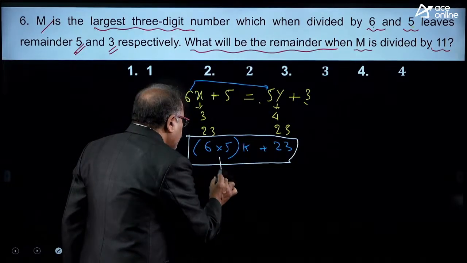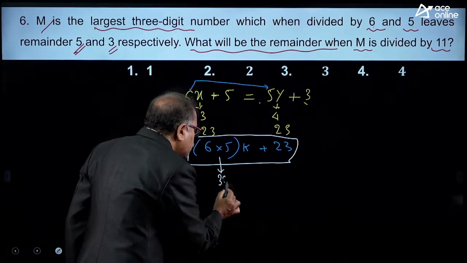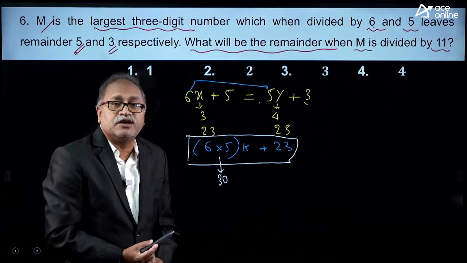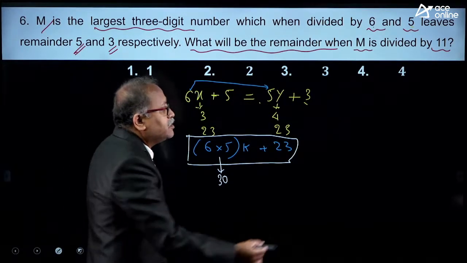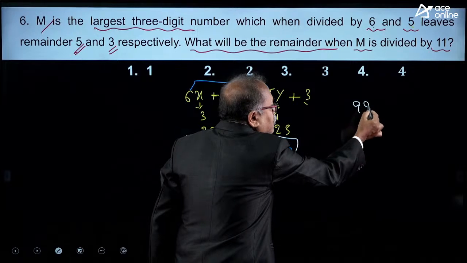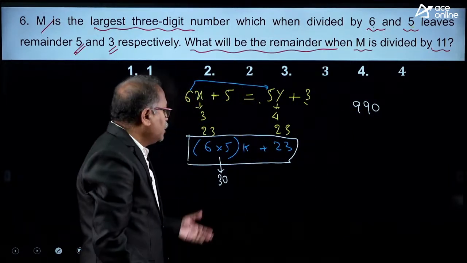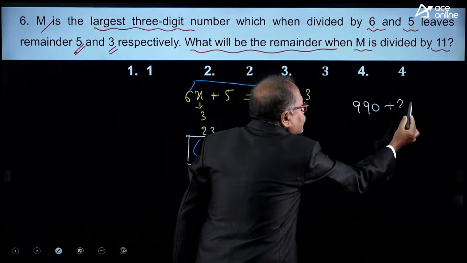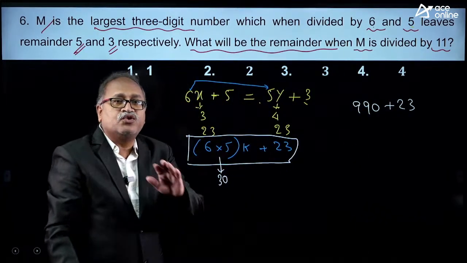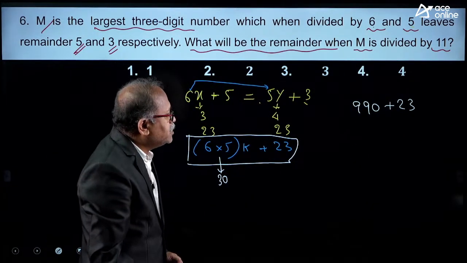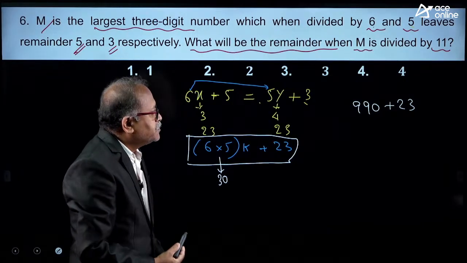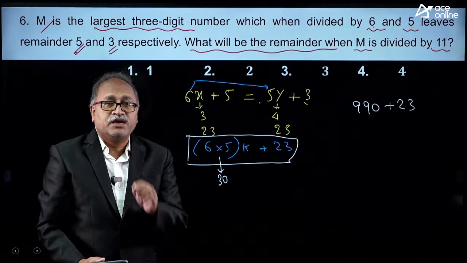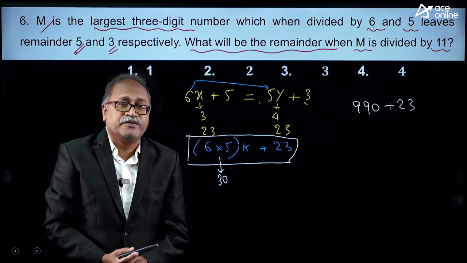So can you decide what is the largest 3-digit number which is divisible by 30? I can say that 990 is there. It's a 3-digit number, and it is divisible by 30. But when I add 23 to it, it is exceeding. Will that be a 3-digit number? No, it is exceeding the 3-digit range. It will become a 4-digit number.